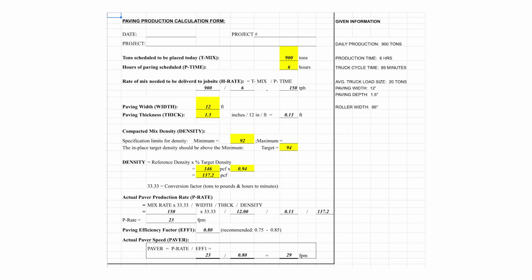So if you do that math, your paver rate is 23 feet per minute, but your paving efficiency factor, we're going to say 80%. That paver isn't moving that speed all day, every day, so we're going to say it's going to run at about 80% of that. So you take your 23 feet per minute and divide it by 0.80, which gives you your 29 feet per minute. Does that make sense?